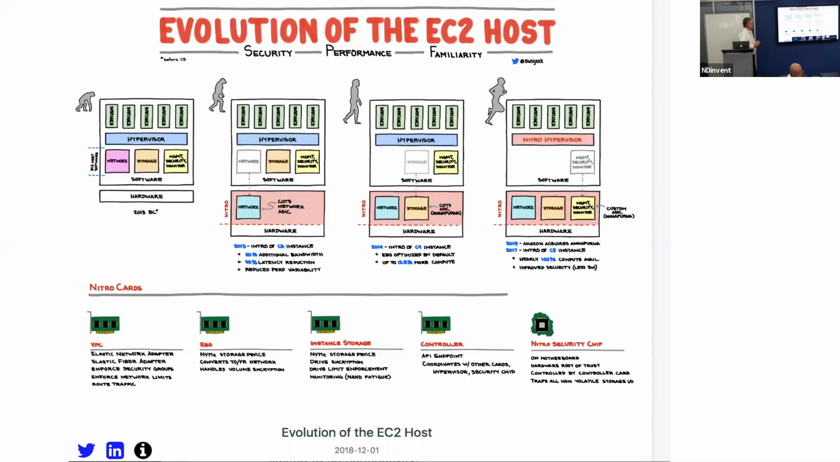Then the next phase was to take the storage off of the host and build a specialized card for that. So then they built a Nitro card for storage using SSD type storage. And so for instance, if you're doing encryption and basic stuff like that, all that offloading processing now happens on a specialized card, and it gives back CPU power to the instances. And then finally, in the 2017 timeframe, they took the management portion off and put it on a specialized card, and also built a special Nitro security chip card to make it more secure.